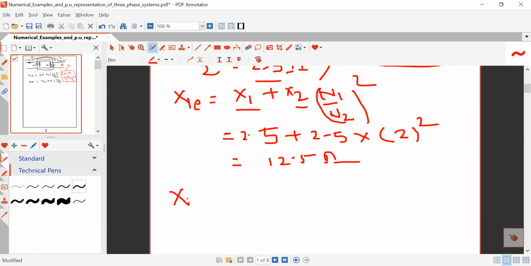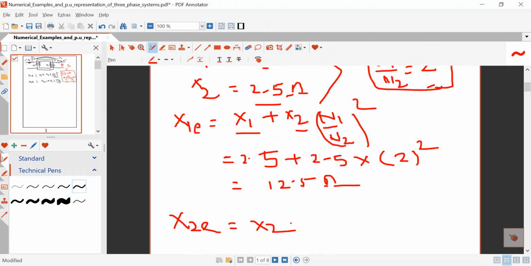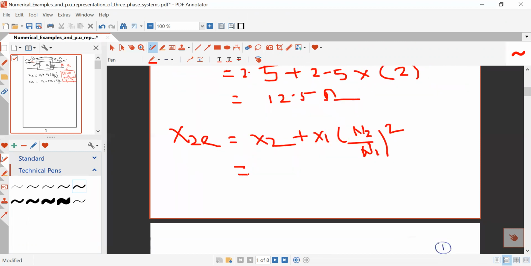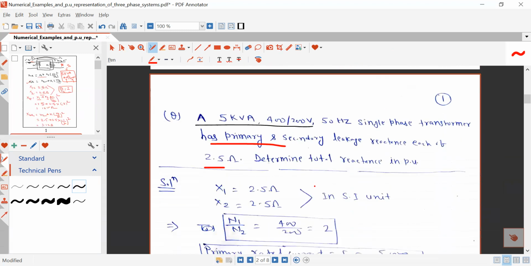Similarly, you can calculate total reactance of the transformer referred to the secondary by using this formula: X2 plus X1 into (N2 by N1) whole square. And X2 is 2.5, X1 is 2.5, and N1 by N2 is 2, so N2 by N1 will be 1 by 2, and in this way you can calculate the value of X2e, which will be 3.125 ohm.